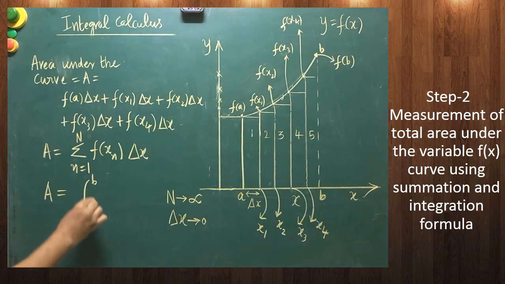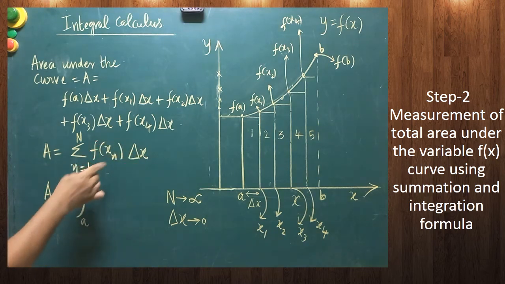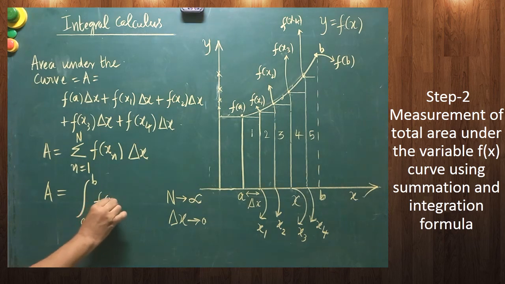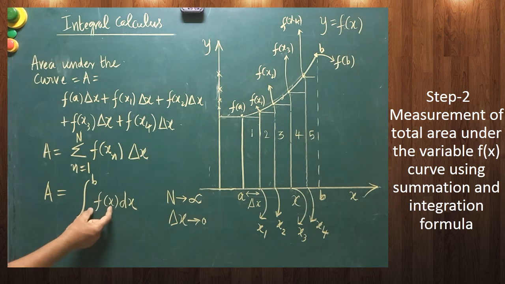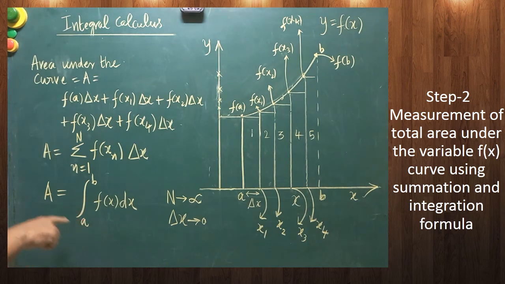Are you clear? Here, this entire thing can be replaced and you can write it as f of x. Could you understand this? Instead of del x, we can write it as dx. So this is in summation form, this is in integration form. Instead of f of x, you can substitute any kind of expression. Are you clear? This is a general form. This integration gives you the total area under the curve f of x.